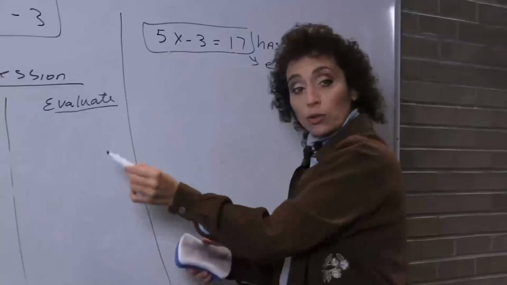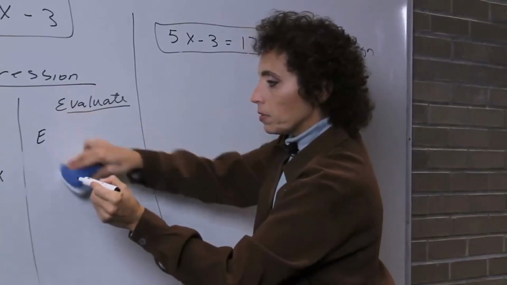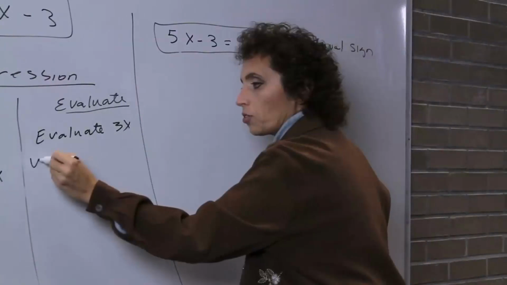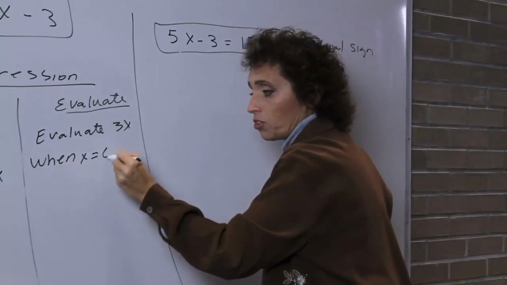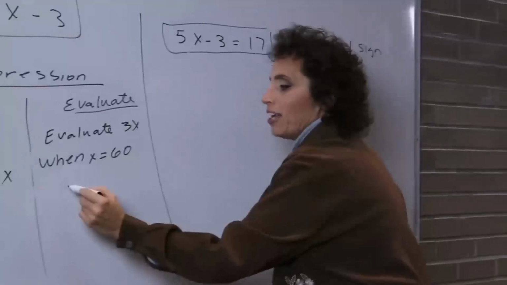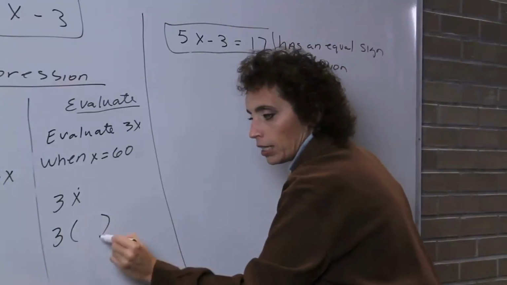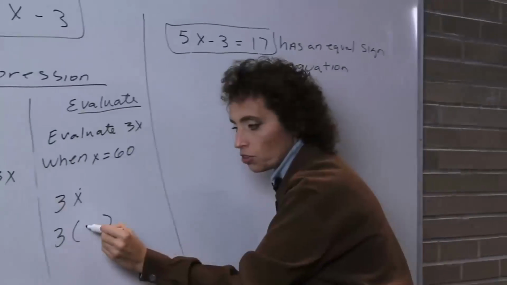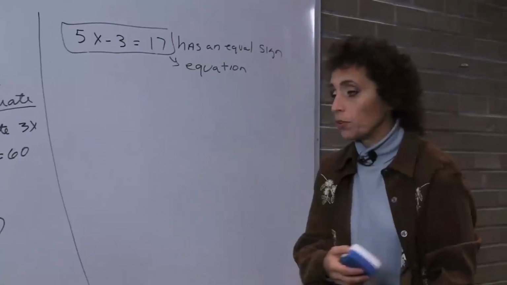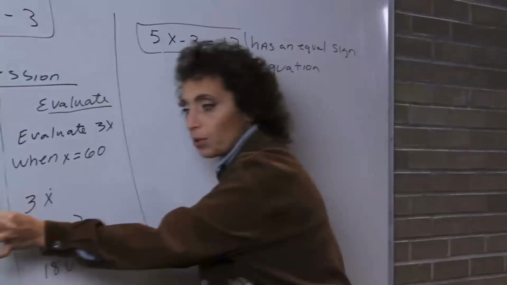Okay, now I can evaluate 3x when x is 60. I don't have to pick 60. I can pick any number I want. Why did I pick 60? I really have no idea. So 3x when x is 60. Well, I see my x. I put parentheses. I put the 60 right there. And there's 180, which we've done already in that last set of examples. Okay, so this is evaluating, getting down to a number answer, and this is simplifying.